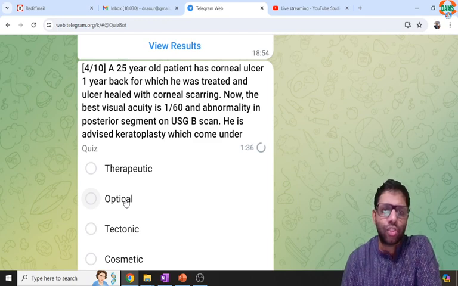Tectonic keratoplasty is to maintain the shape of the eyeball, as in anterior staphyloma, and that is tectonic because vision is lost mostly in staphyloma because of high pressures. The optic nerve is already damaged, so that is a tectonic keratoplasty. But here to improve the vision, that is optical keratoplasty.